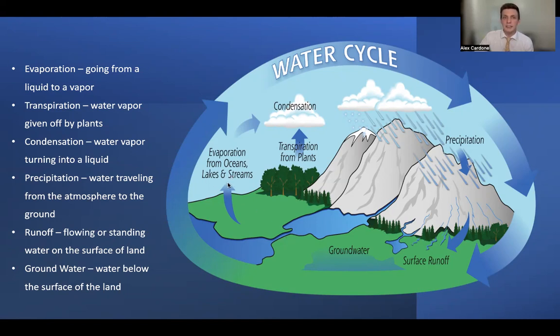From oceans, lakes, and streams, water is evaporated. Evaporation means going from a liquid to a vapor. And same thing, transpiration, that's where water within plants turns into vapor and is given off. This evaporation and transpiration, these water vapors, go up into the atmosphere and it condenses. It's condensation. That's where water vapor turns into a liquid.